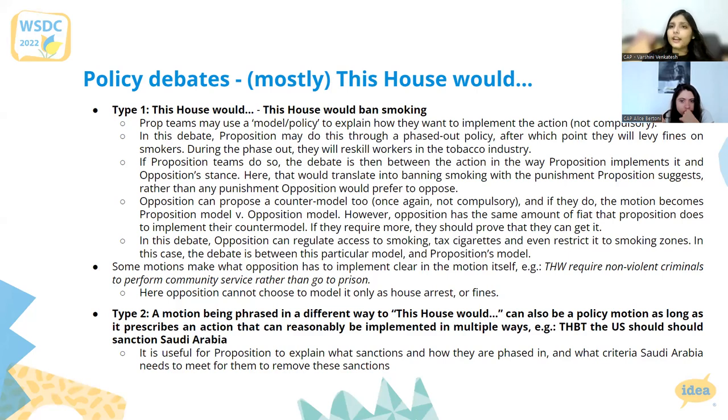It is not clear to us which one we're going to run with unless proposition clarifies that. So if proposition does clarify that, then the debate becomes, what is proposition's sanction type? And then opposition responds to that. If proposition doesn't clarify that, obviously opposition can say they haven't clarified this. This is the assumption we're making for these two reasons. And that's the debate we're going to have.